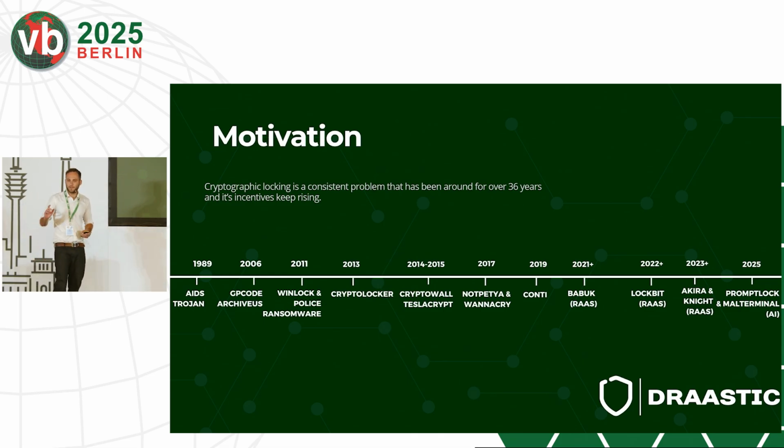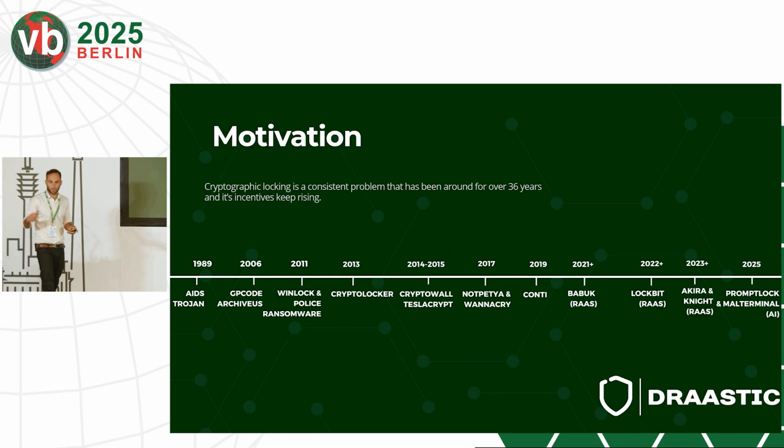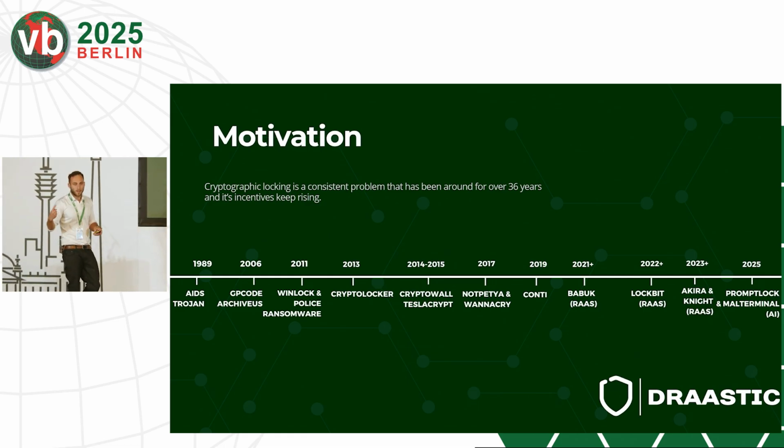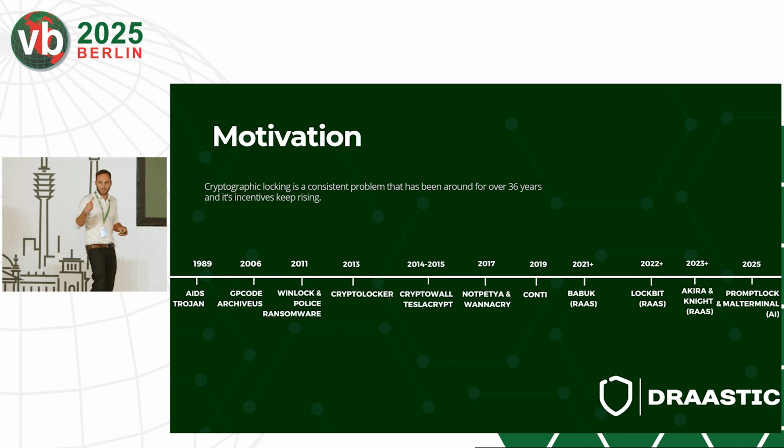They all have this methodology of core encryption, encrypting files, locking out the people that own the data. Even PromptLock and MalTerminal, the AI-generated ransomware that we've seen this last month, also had an implementation of crypto, of locking the files.